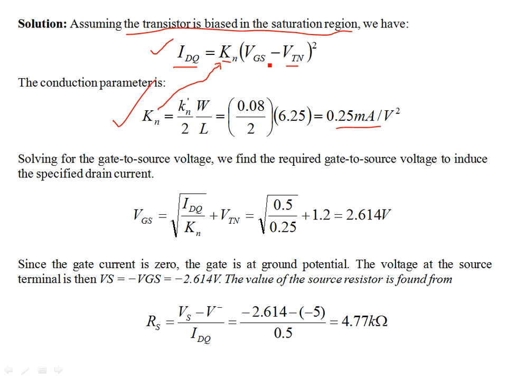IDQ is 0.5 milliamps. So VGS can be found from the same expression. Okay, so this VGS is over here, right? So this becomes IDQ over Kn. You take this in the denominator, then take the square root of that plus VT, and this is the expression. Solving this out, everything is known. So you find this VGS as 2.614 volts.